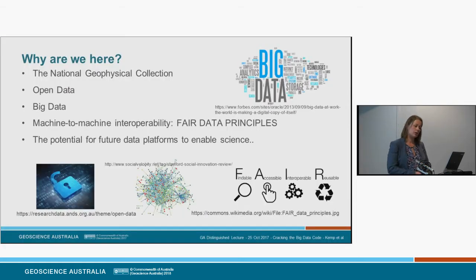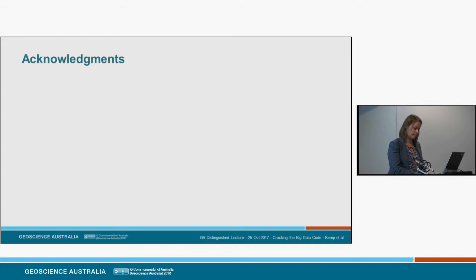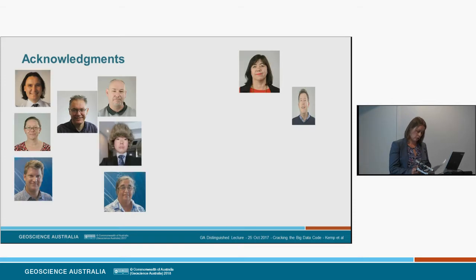So why are we here? Well, I'm going to talk a little bit about the National Geophysical Collection. I'm going to talk about open data a little bit. I'm going to describe and give some definitions of big data and how I define big data and what we're trying to do with that at Geoscience Australia. I'm going to talk a little bit about machine-to-machine interoperability and specifically the FAIR data principles, and I'll go to that in detail later, but how we can make our data findable, accessible, interoperable and reusable. And then I'll show you some demonstrations about future data platforms to enable science.